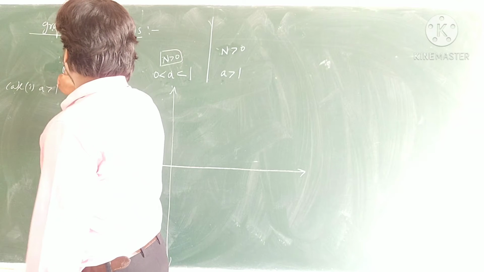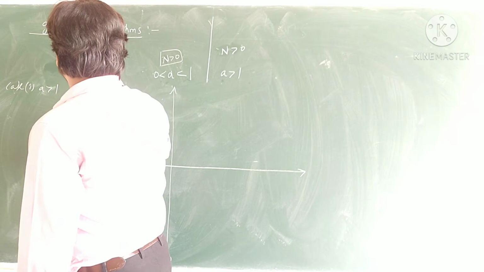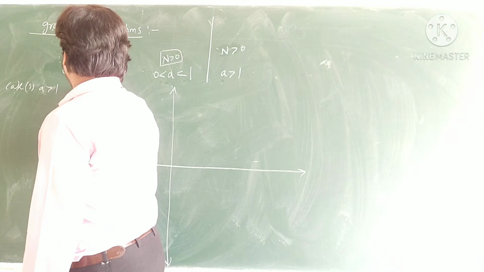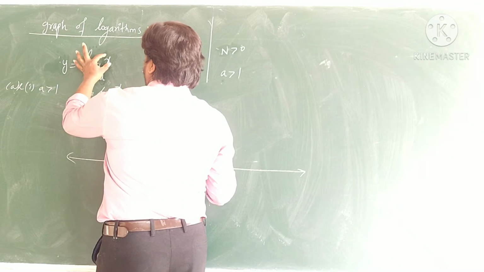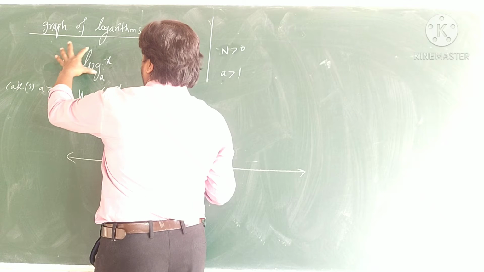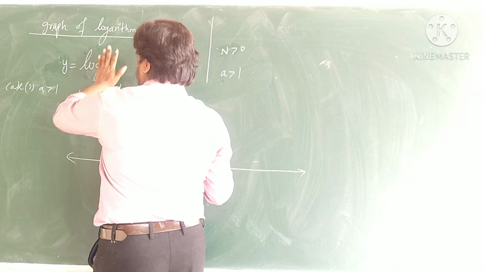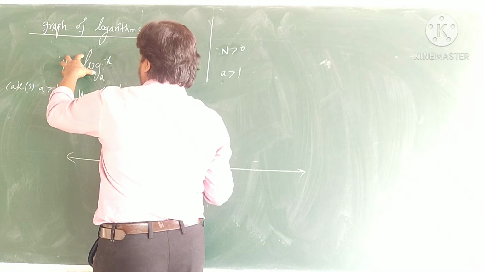Function y is equal to... this is the function. This is x and this is y. This is the correct approach. The function is y is equal to log x with base a. This is the function, and we are drawing the graph of this function.